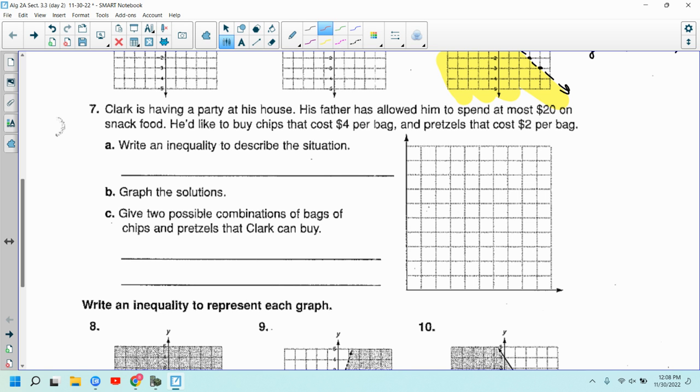Read through number 7, please. Read through that first part there at the top, and see if we can create an inequality for this case.